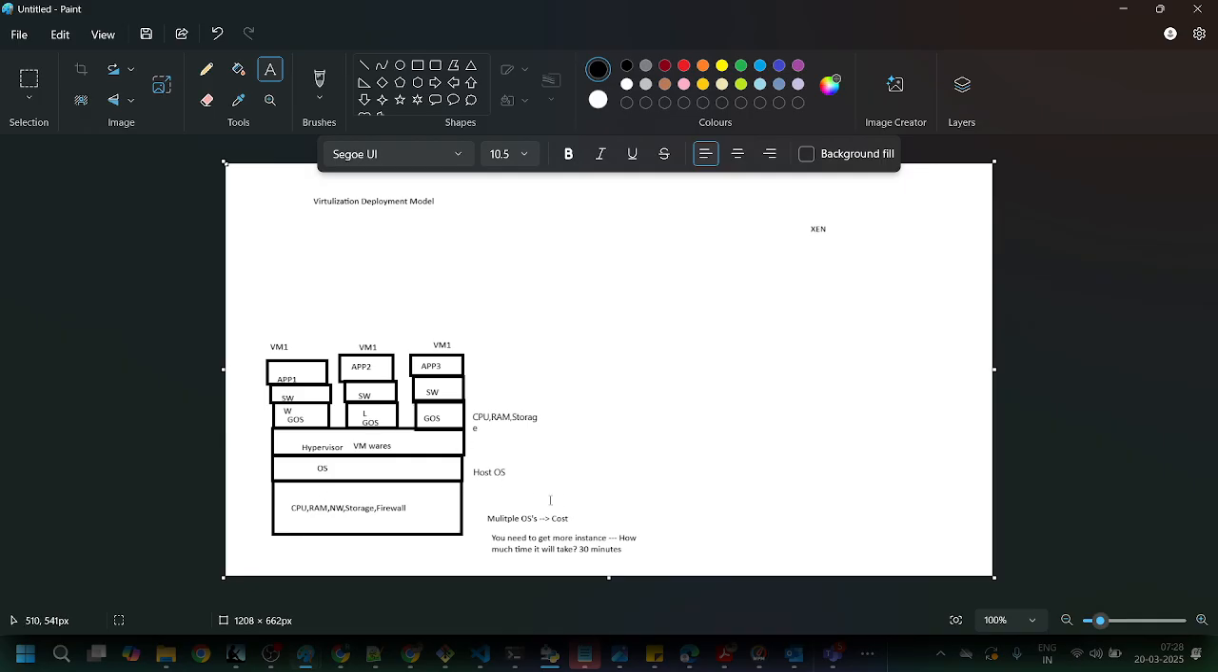Okay, so if you want multiple OSs, you need to buy them, so you are wasting a lot of money. And the host OS has a kernel. So what is a kernel?